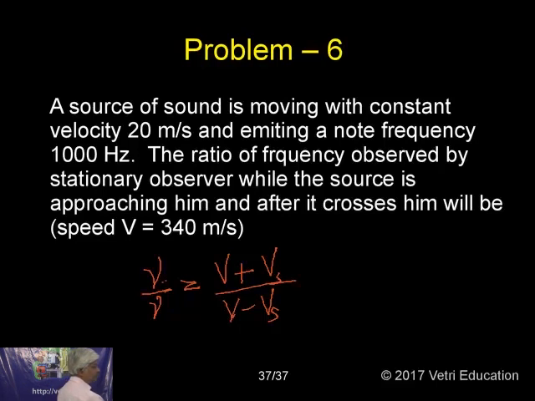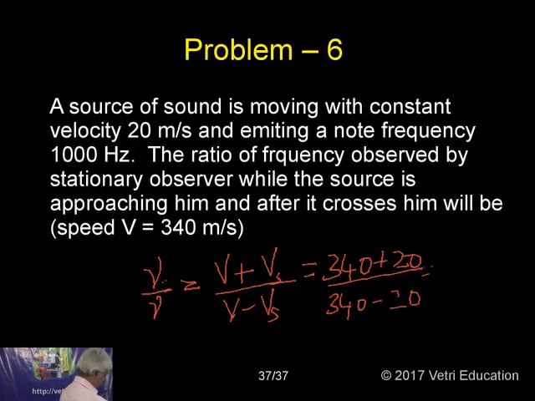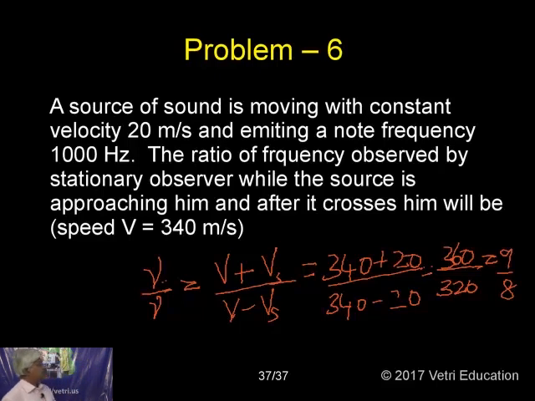That is equal to (340 plus 20) by (340 minus 20). That is equal to 360 by 320. That is equal to 9 by 8. That is the ratio while the source is approaching.